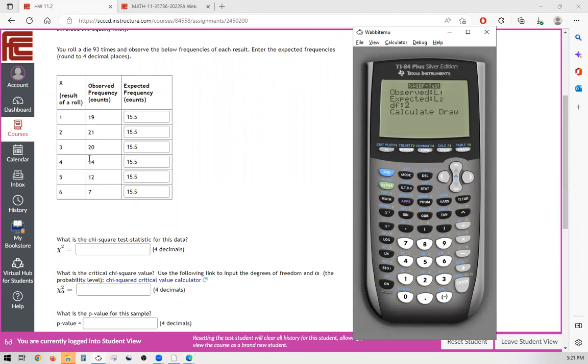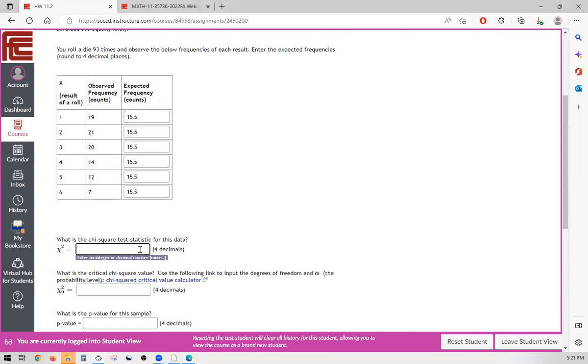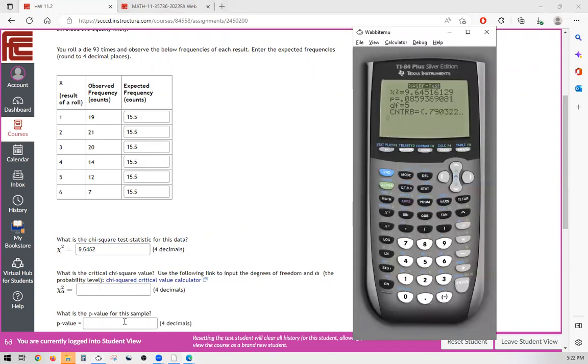All right, degrees of freedom. There are 6 categories, so degrees of freedom is 6 minus 1, which is 5. And we're going to calculate. There's our test statistic. There's our p-value. The test statistic, rounding to 4 decimal places, is 9.6452. And then the p-value is 0.0859.